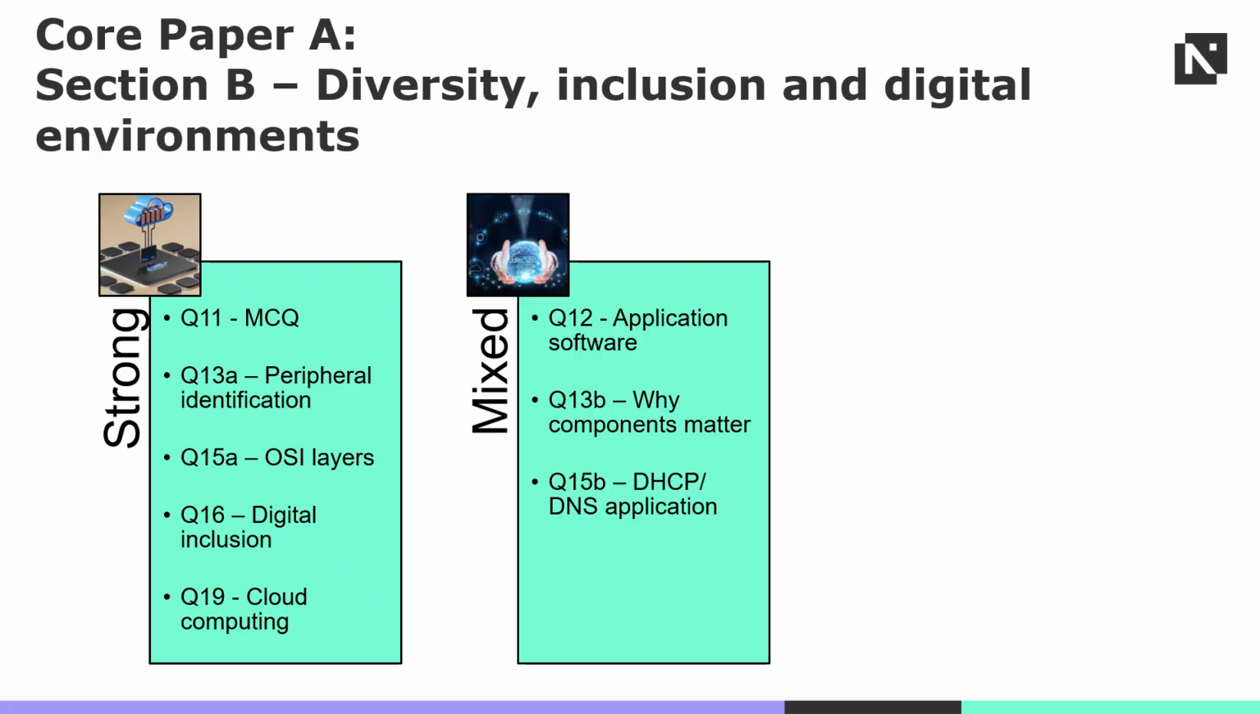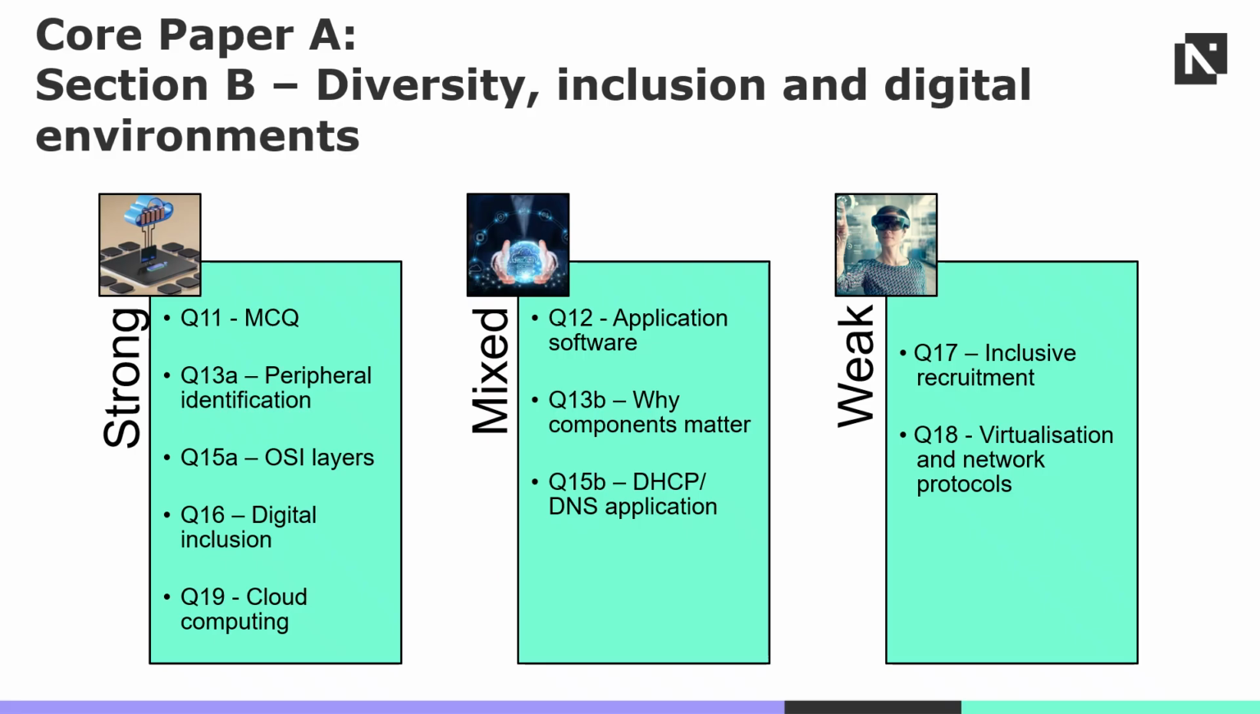In terms of mixed responses, question 12, which was application software categories, students tended to name products rather than types. And explanation of why components matter in question 13B showed some good knowledge, but others lacked depth. And this was the same in question 15B, where students, for example, described the CPU, but not its importance for gaming system performance.